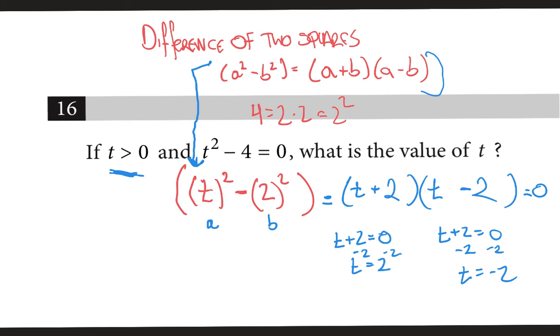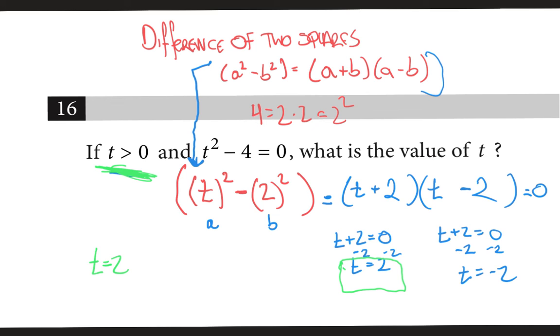Now, how do I know which one's my answer? Well, it goes back to the beginning of the question. What did they say? t is greater than 0, meaning the value of t has to be positive. So the answer then is t equals 2. And there you go. Trust me, once you get these types of formulas down, the problems become really easy. And this one took me at most 5 seconds to do.